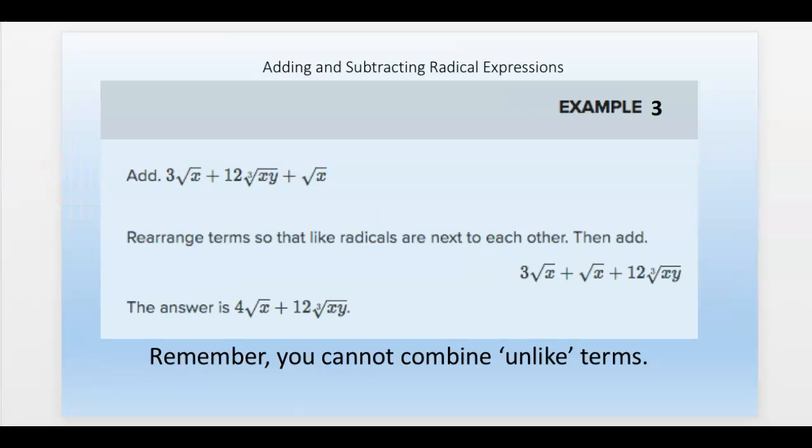It works with variables too. Again, the square root of x and this last term, the square root of x, I can put those two together. There's 3 of them here and 1 more. So now I have 4 square roots of x. And this cube root of xy, just leave it alone. There's 12 of them, so that just comes along.